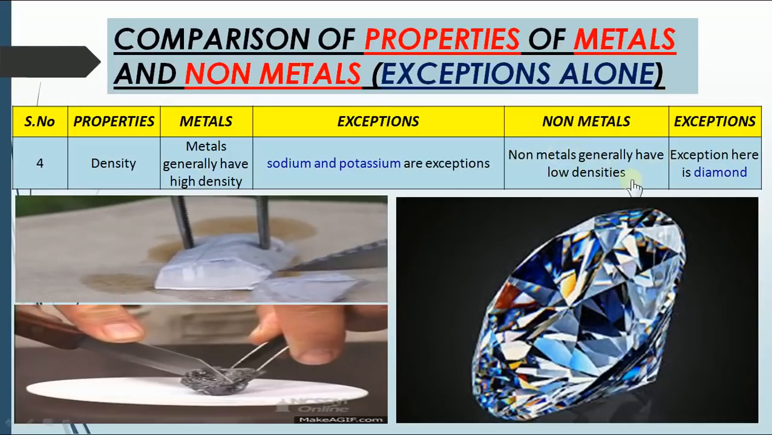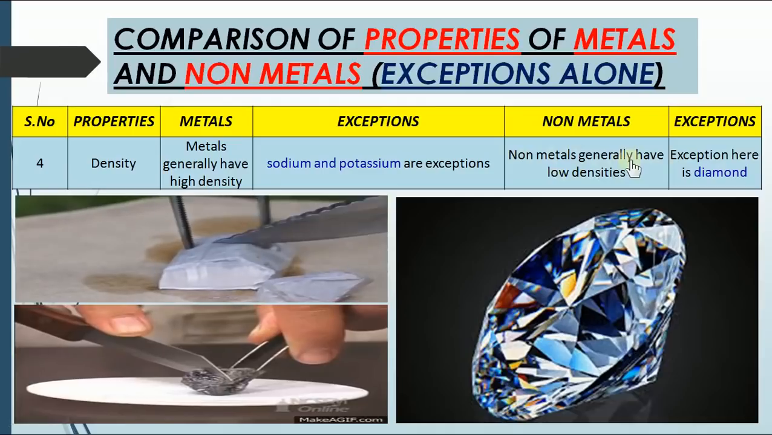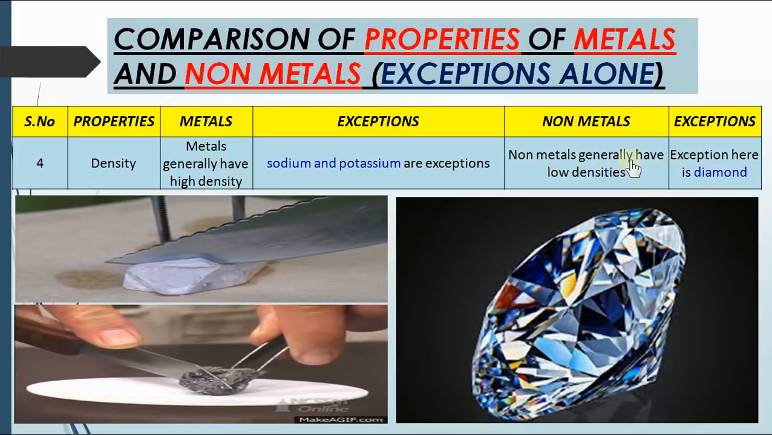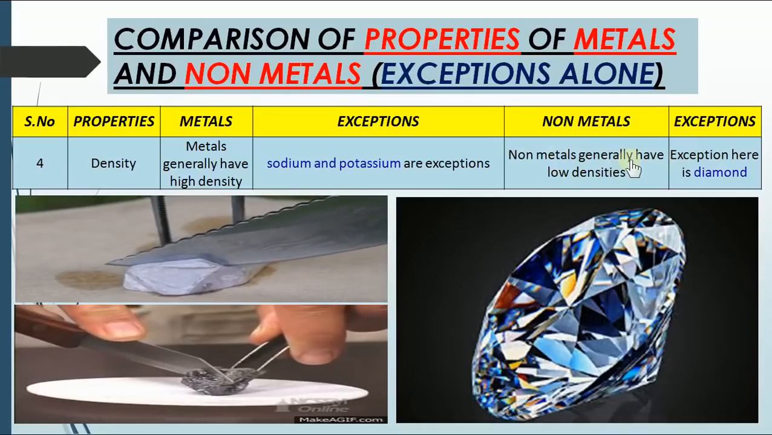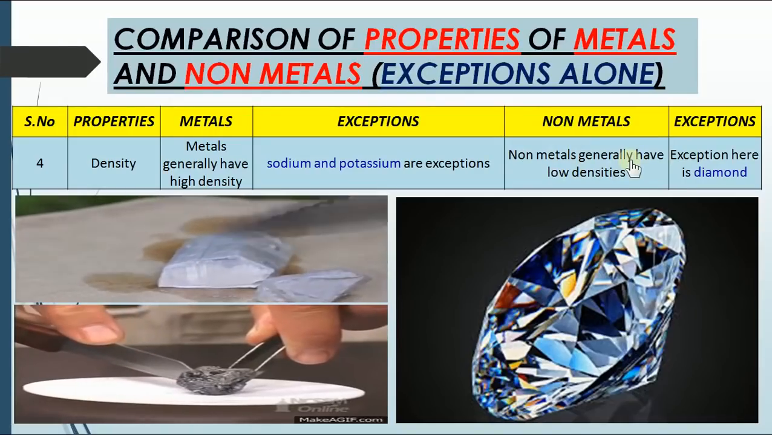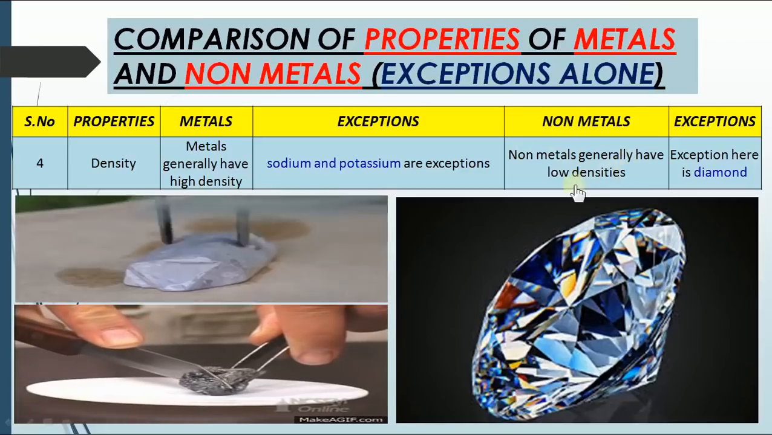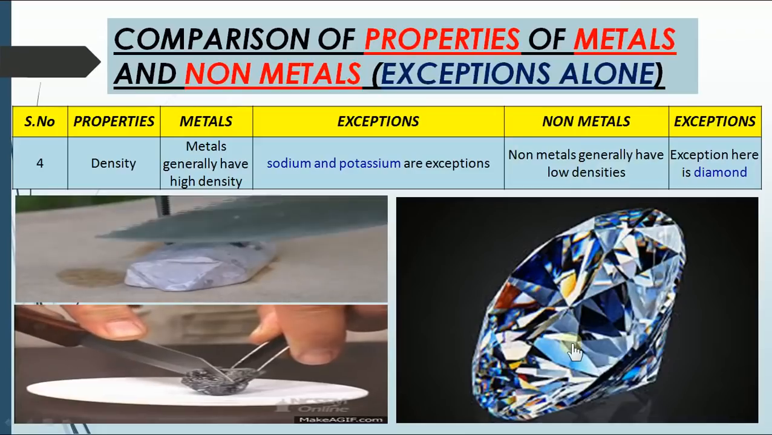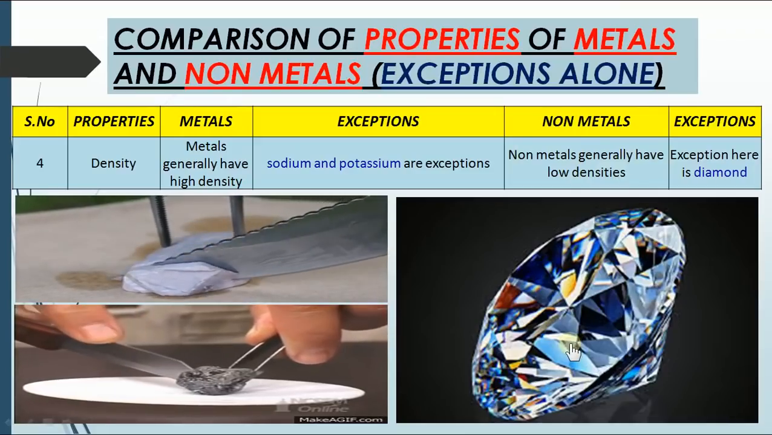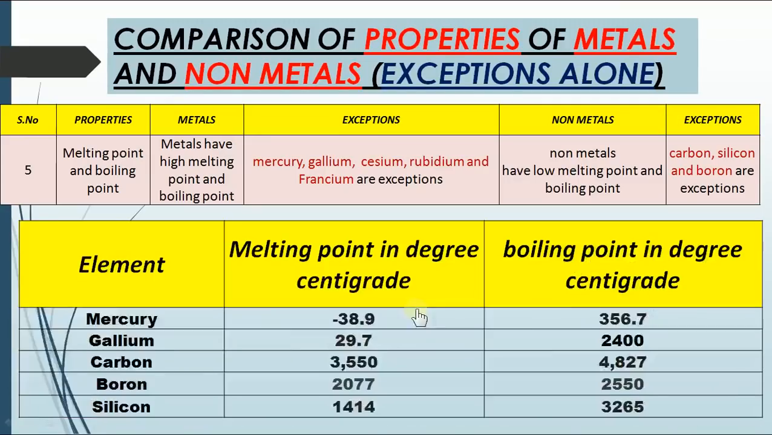Come to the next one, that is non-metals. Non-metals generally have low density. Yes, absolutely, because most of them are gases like oxygen, nitrogen, hydrogen, chlorine, fluorine. So usually gases have a low density. That's the reason we say non-metals have a low density. But the exception is diamond. It's so hard and very rigid, and it has a high density too. So it's an exception.